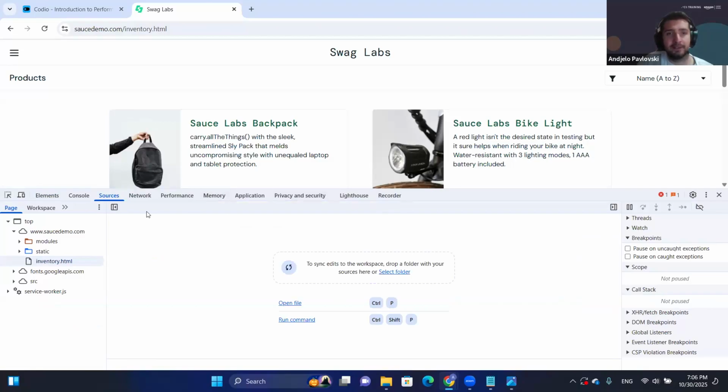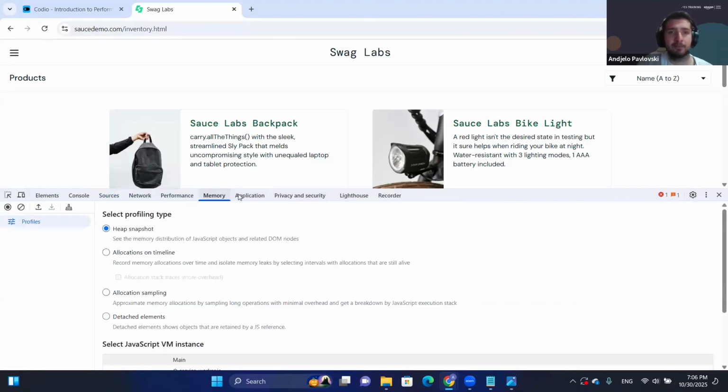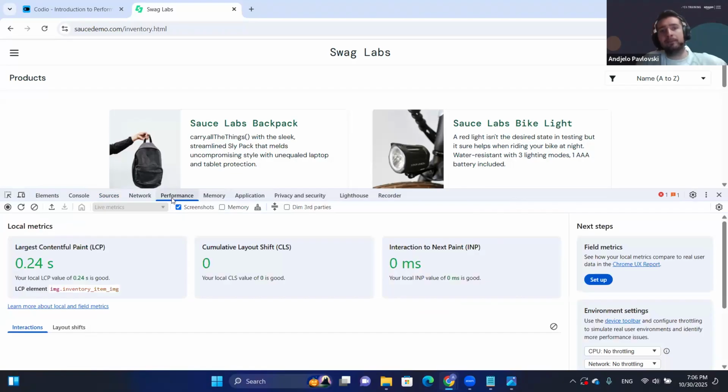So what we have listed here, we have the network, we have the performance, the memory, applications, so on and so forth. The one tab that you will use the most for this, I will show you briefly about it, is the networking tab. But let's continue on so that you can follow along in the materials as well. We're going to start up from the performance. Now, for the performance, when you click on it, you will probably see these local metrics on your end as well. You're going to see largest contentful paint, cumulative layout shift, interactions to the next paint. So maybe these are not the, let's say, most friendly values when you open the metric section.